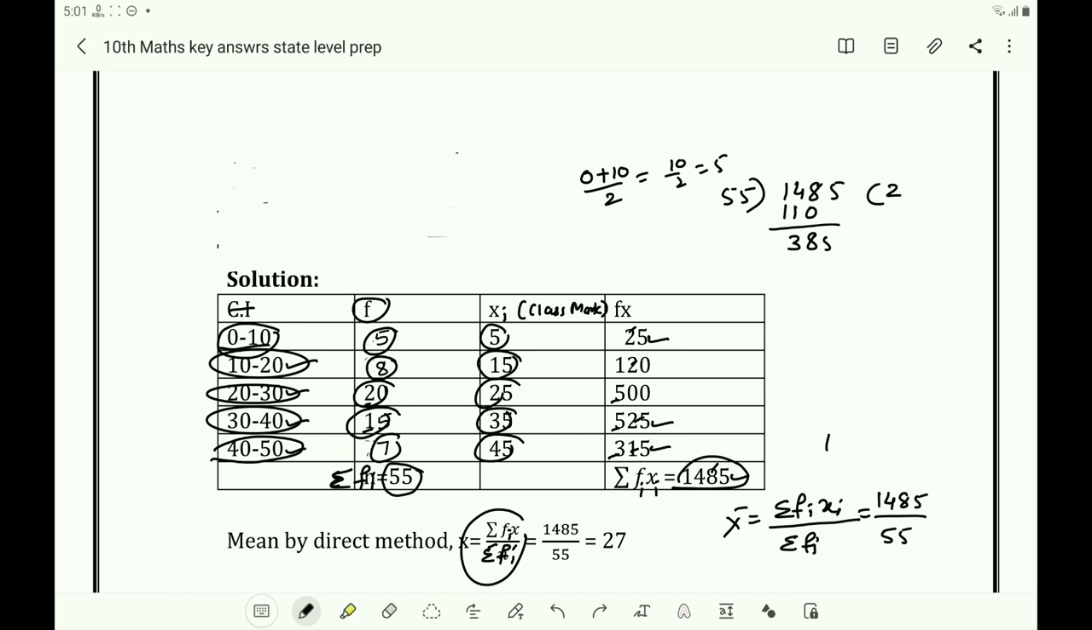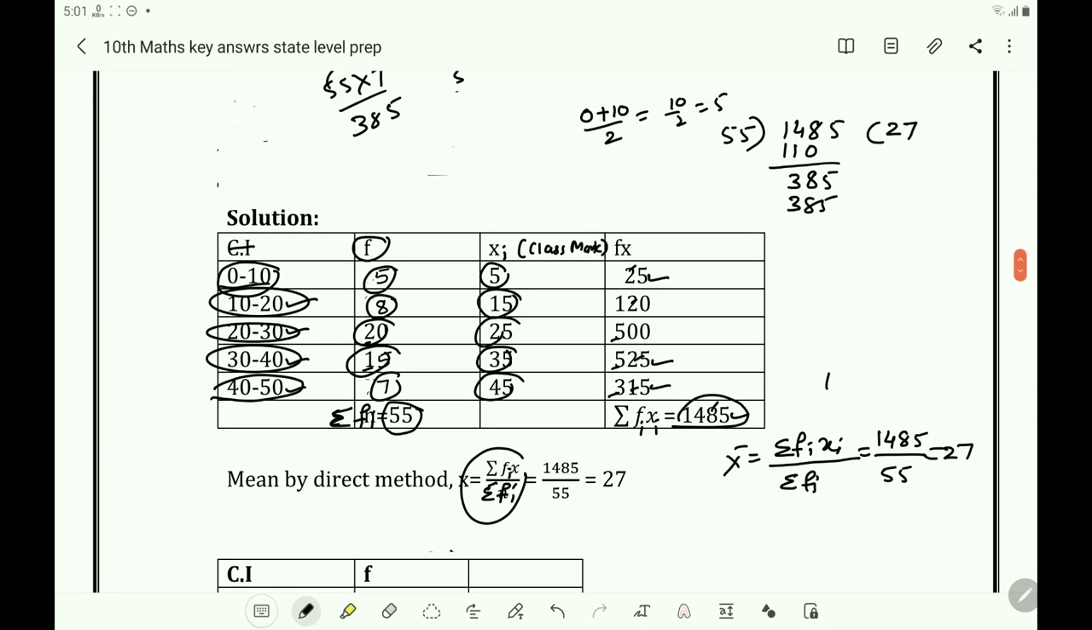So you take 55 into 7. 7 5s are 35, plus 3, 38. So 55 into 7, 7 is 385. So you will get 27. 27 is the mean by the direct method. So you write mean equals how much? 27.